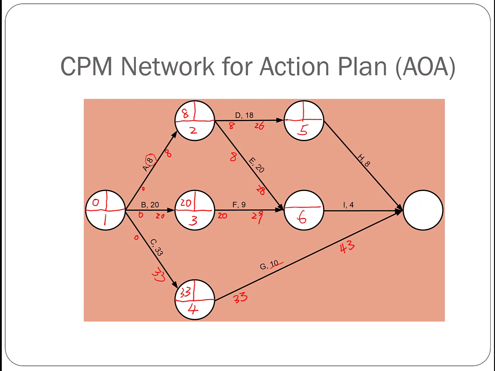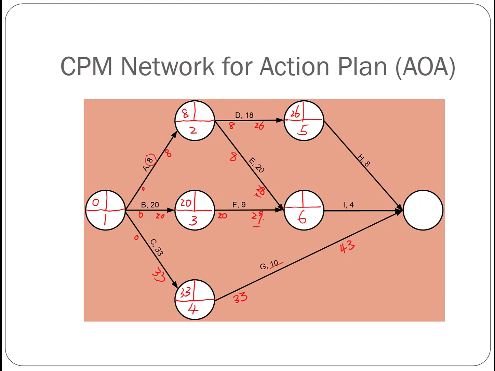So event 5 is simple. This 26 goes here because there's only one activity that goes to this event. But for event 6, there are two activities, E and F, both go to this node. Then let's think about which one do we use. Do we use the 28 or should we use the 29 as the event early time? That has to do with what this event represents.